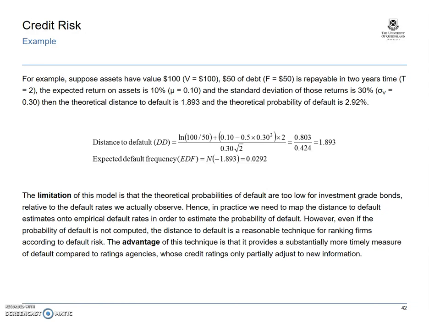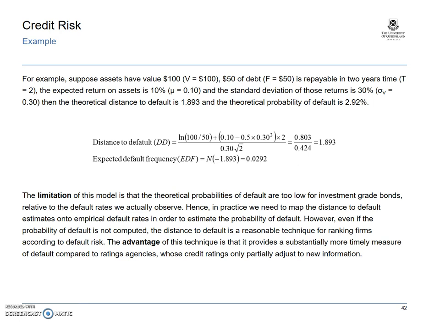The limitation of this model is that the theoretical probabilities of default are too low for investment grade bonds relative to the default rates that we've actually observed in practice over time in history. So empirically, it has been shown that the model is too conservative. It doesn't show sufficient rates of default. So in practice, we need to map the distance to default estimate onto empirical default rates to come up with a better estimate of the probability of default.